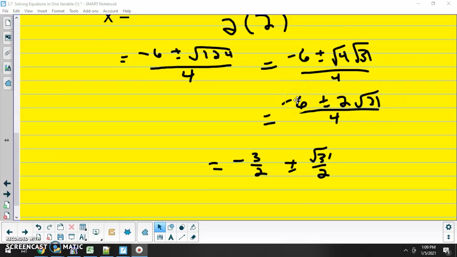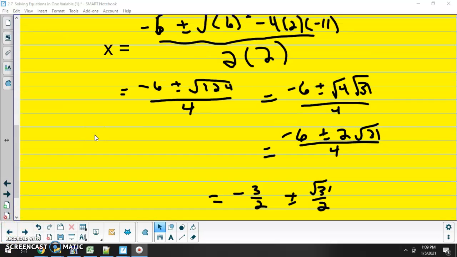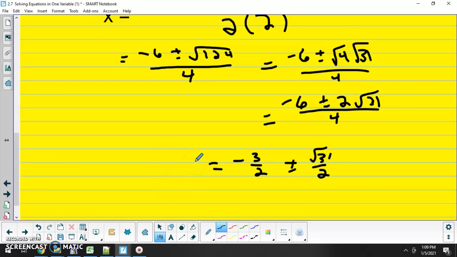And then you just reduce these fractions here. Okay, so negative 6 over 4 reduces to negative 3/2. And then here 2 over 4 reduces to 1/2. I got rid of the extra 1 there. And that's the simplified version of it. Okay, and remember you're solving for x. All right, so that's two values for x.